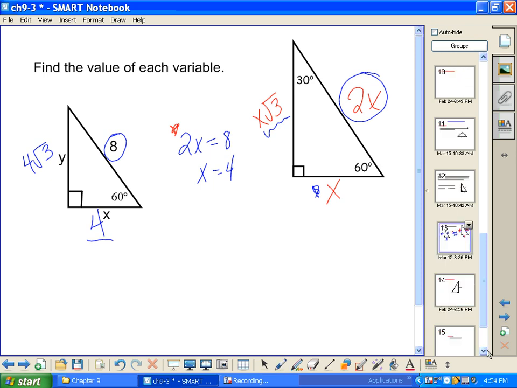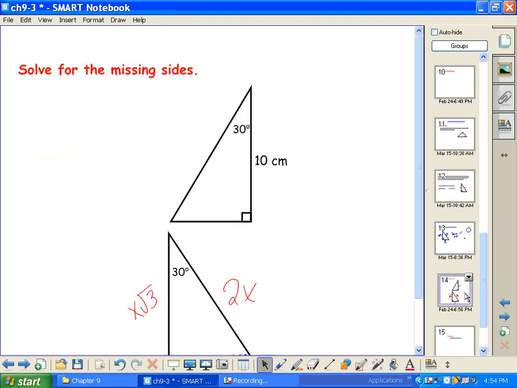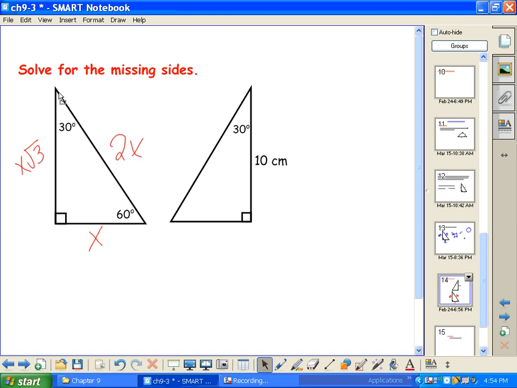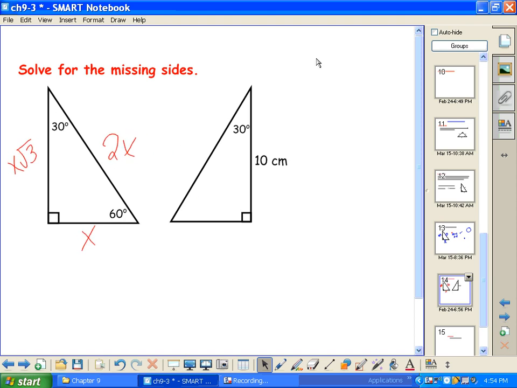Let's take a look at another problem. Now this time, our example problem and our formula triangle are oriented just a little bit differently. So you have to really watch where your 30-degree angle is, where your 60-degree angle is, and where your 90-degree angle is. So I noticed right away that my longer leg is what's labeled with 10 centimeters. I know that that has to match up with x radical 3 on my formula triangle. So let's set it up. We have x radical 3 equals 10. Solve for x, I have to divide both sides by radical 3.